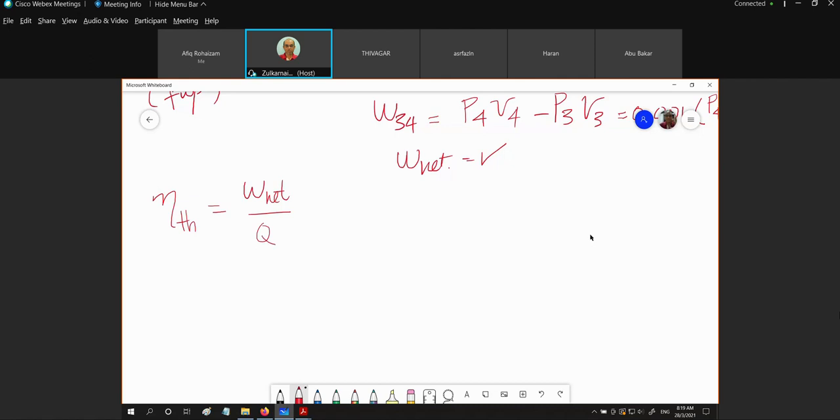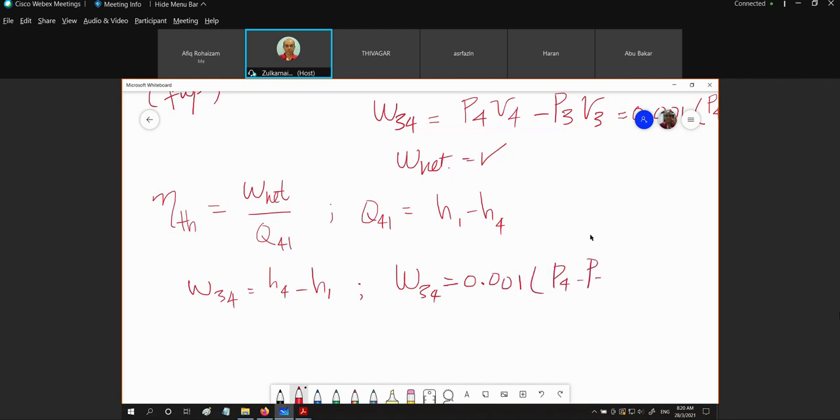In this case, the Q in is at the boiler side, 41. And Q41 is equal to H1 minus H4. So in order to get H1 minus H4, we are going to equate this formula, which is equal to H4 minus H1. And then we have another one, W34, which is equal to 0.001 (P4 minus P3). So right here, we could get our W34. And from the first formula, we are going to get H4, whereby H4 is equal to H3 plus W34, where the W34 we obtain from this equation.